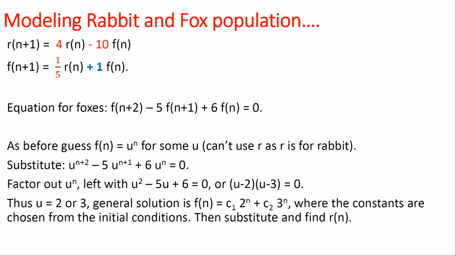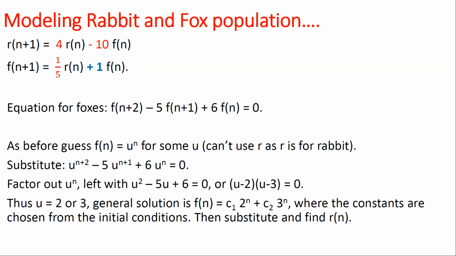Well, we could use the method of divine inspiration. It worked for us before. Let's try it again. Let's guess F_n is u to the n for some u. I can't use R because R is rabbits, and I don't want to overload the system. If I guess u to the n, I would get u^(n+2) minus 5u^(n+1) plus 6u^n equals 0. So we get the equation u squared minus 5u plus 6 equals 0. This is a quadratic equation. How do we solve quadratic equations? One way is divine inspiration: just look at it and say, I can see it factors as (u minus 2) times (u minus 3).